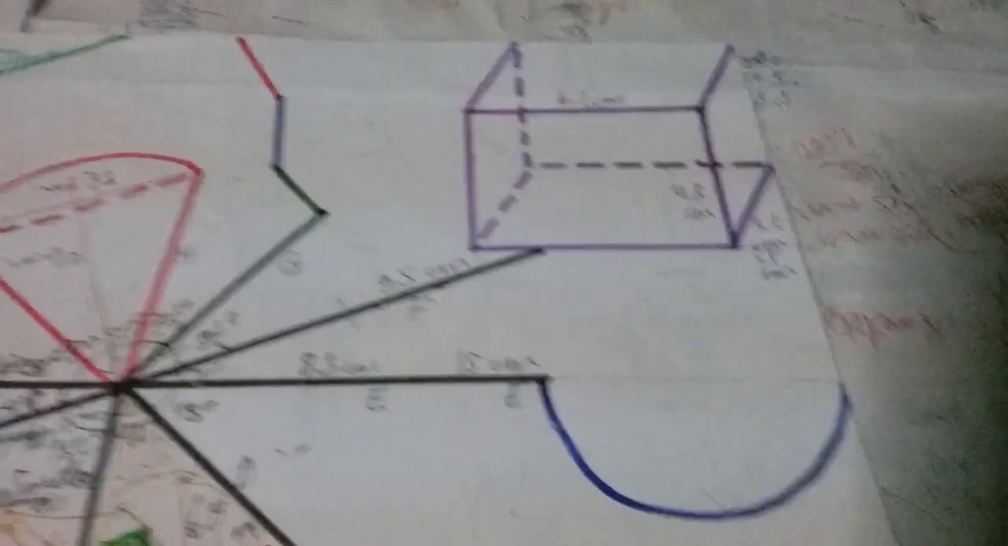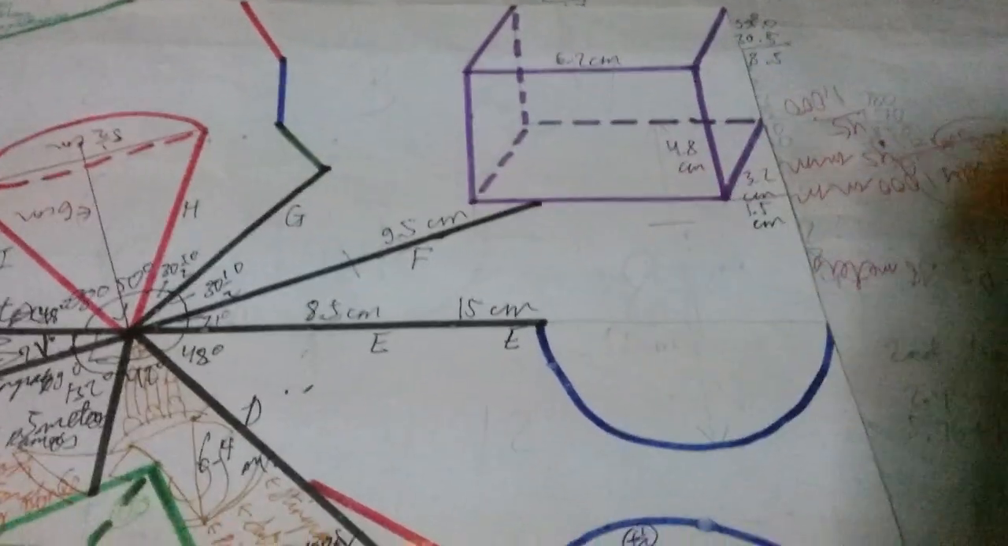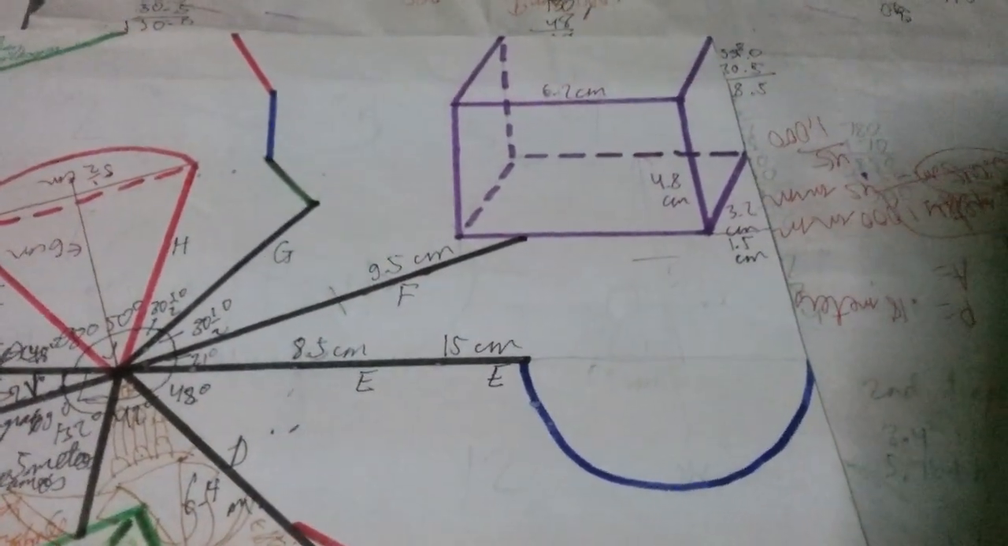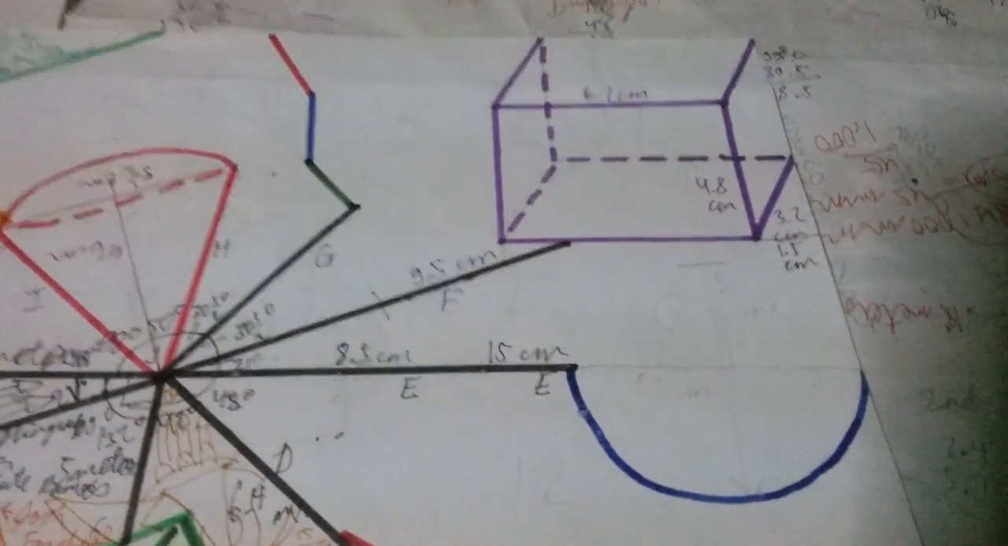For our last problem, let's work out this crazy figure. Let's solve for the perimeter and the area. Let's begin. Okay, here are the facts.